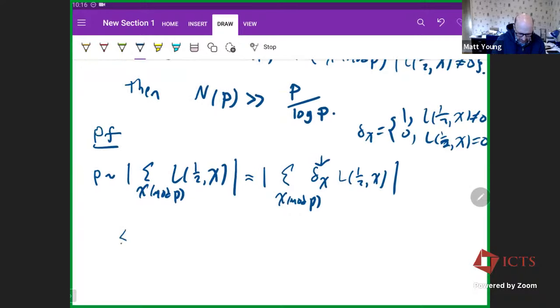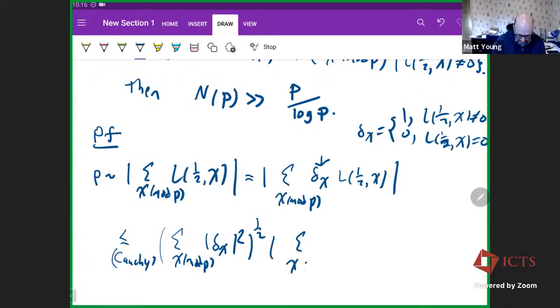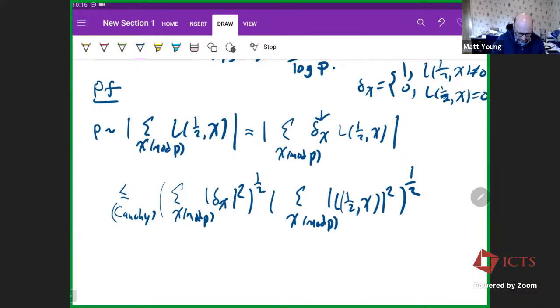And now you just use Cauchy-Schwarz to say this is bounded by the sum over chi mod P of delta chi absolute value squared, to the 1/2, times the sum over chi mod P of the L function squared, to the 1/2. So this first thing is n of P to the 1/2. It's just counting the number of chi's where delta is not equal to 0. It's the same as counting the number of chi's where delta is equal to 1.